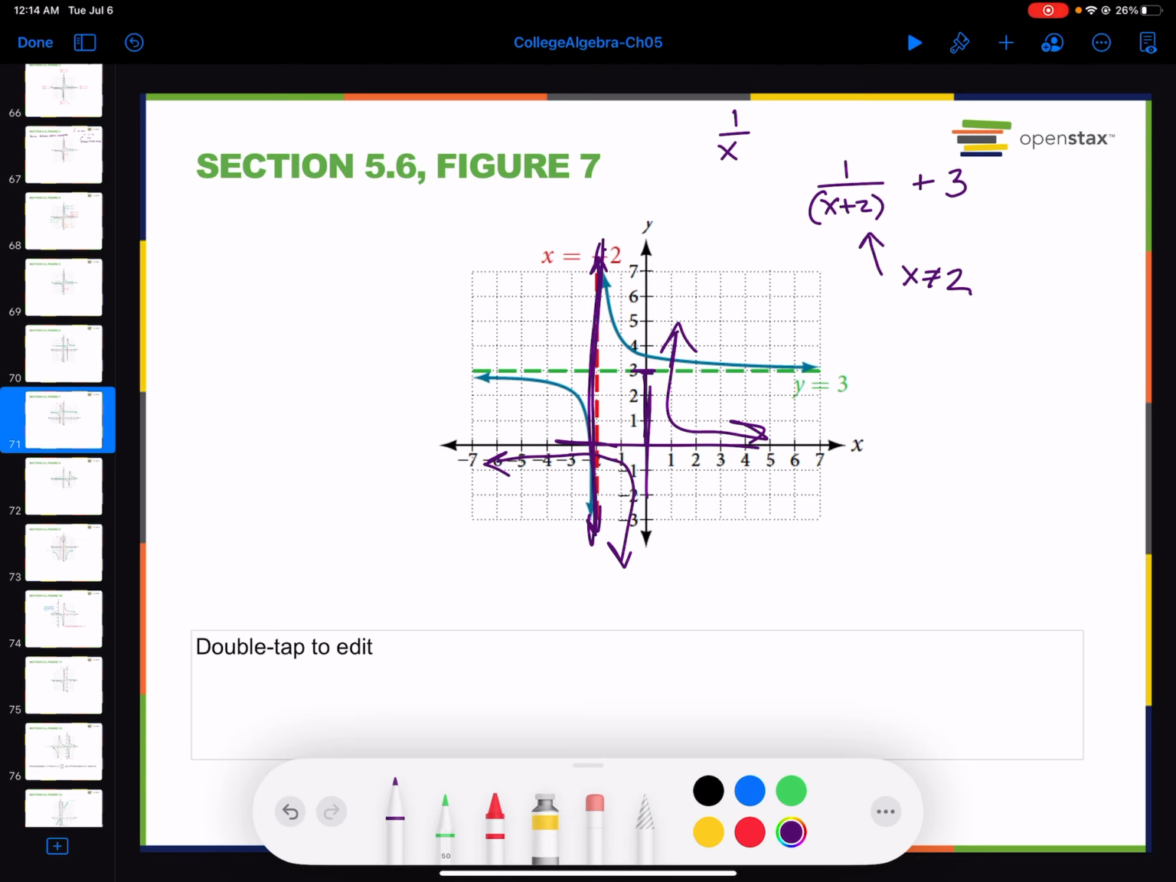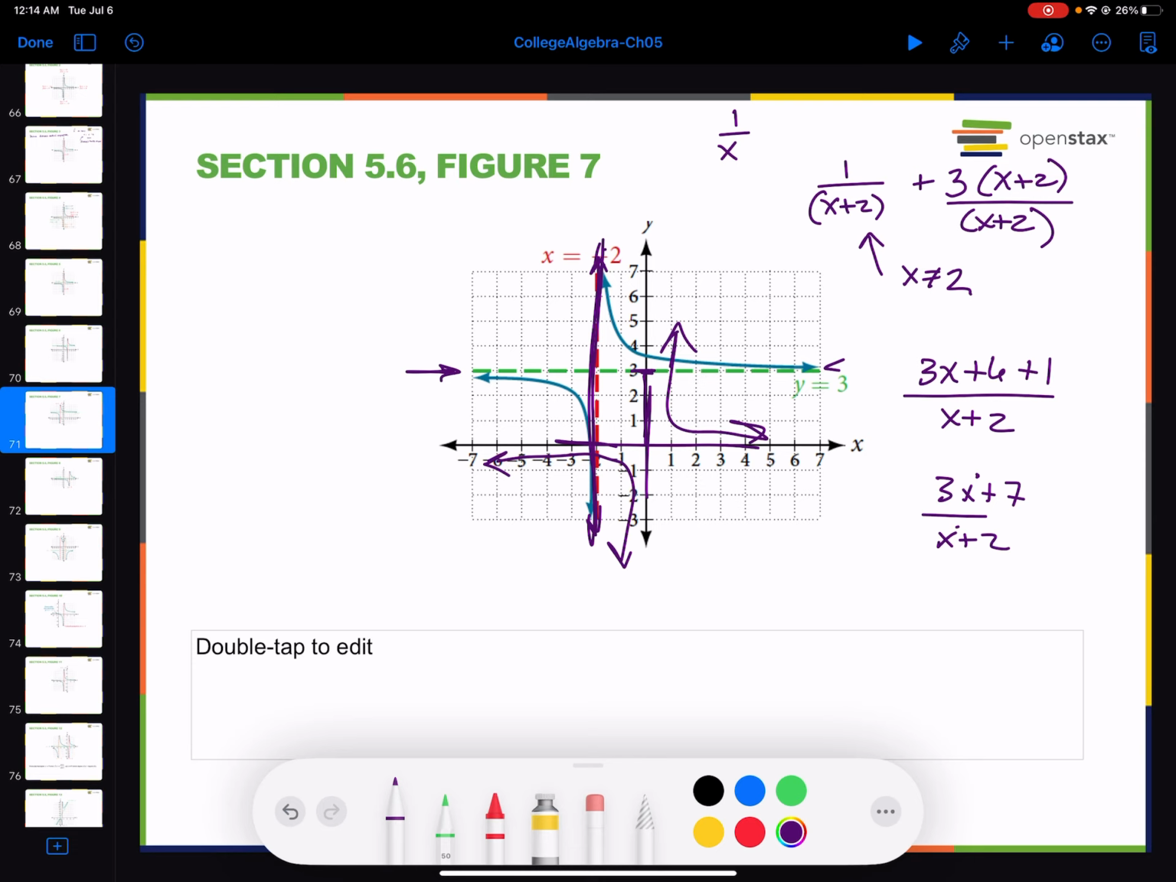And then let's look at our horizontal asymptote. What we want to do in this case, we can see it a little bit better if we turn this into a common denominator. So that's going to give us 3x plus 6 plus 1 all over x plus 2. And now you can see we have the same degree.